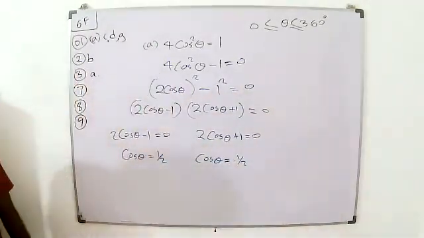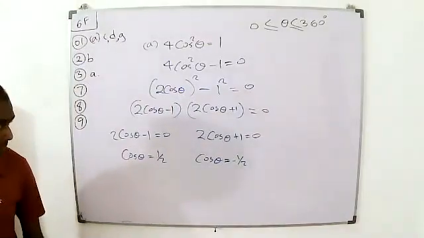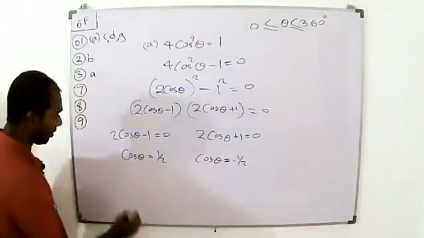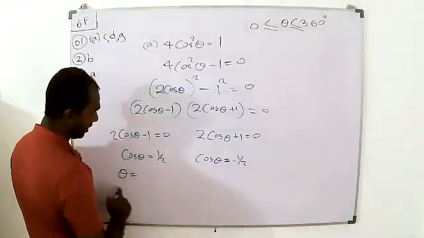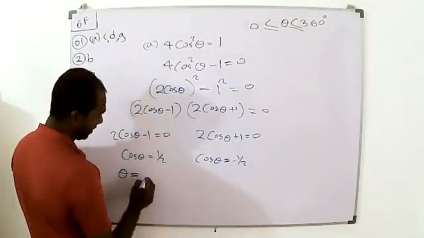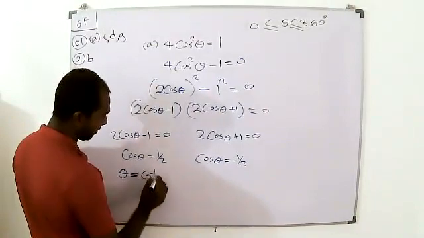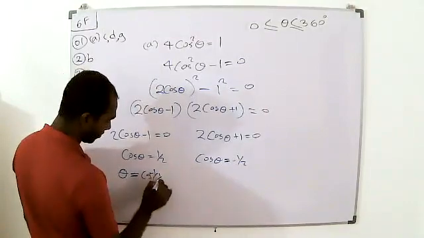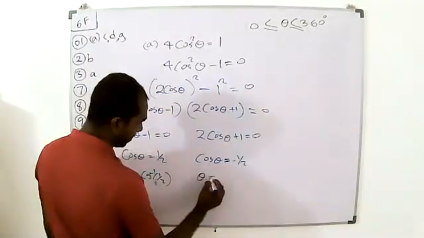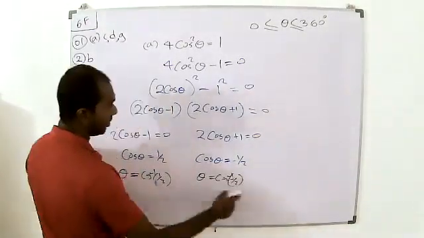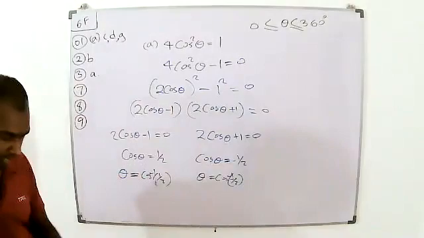Cos theta equals half or cos theta equals minus half. So theta is equal to how much? Theta is equal to cos inverse half or theta equals cos inverse minus half. But from here onwards, it's the same as we did earlier.